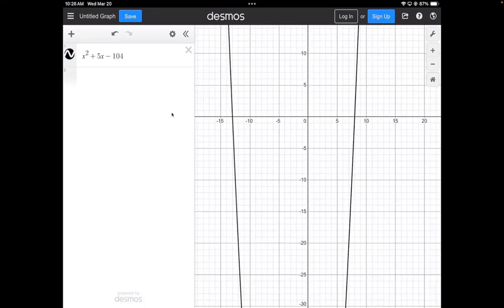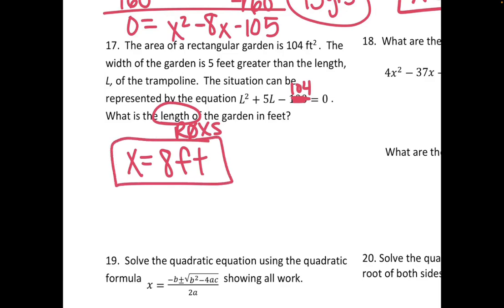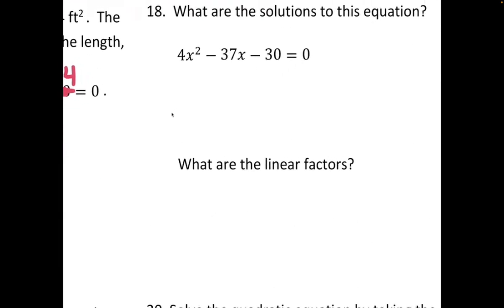And we have 8. We do have a negative number, -13, but you can't have a negative length. So our answer here is just going to be the length is 8 feet. So pay attention on those word problems, what it's wanting.